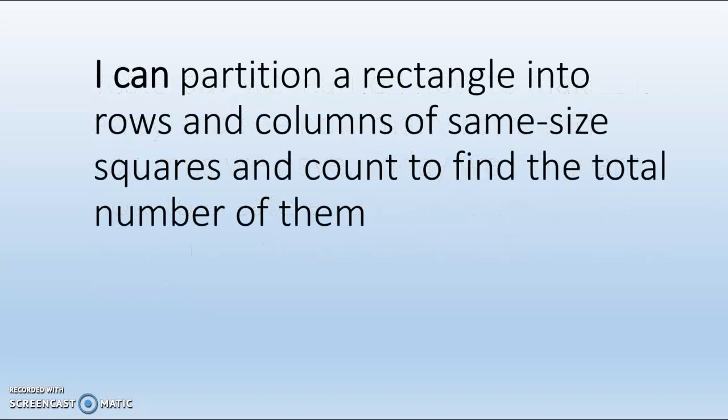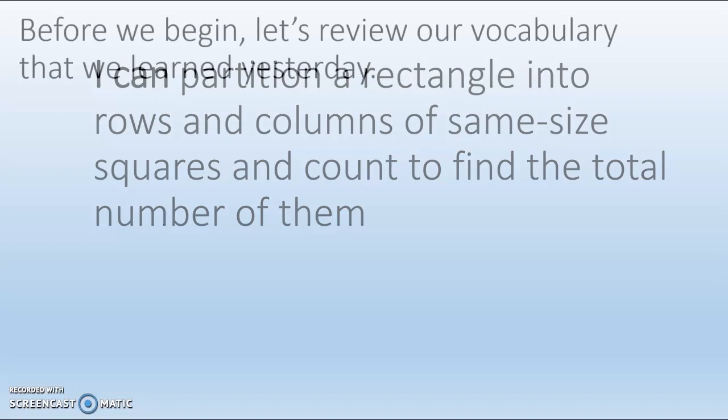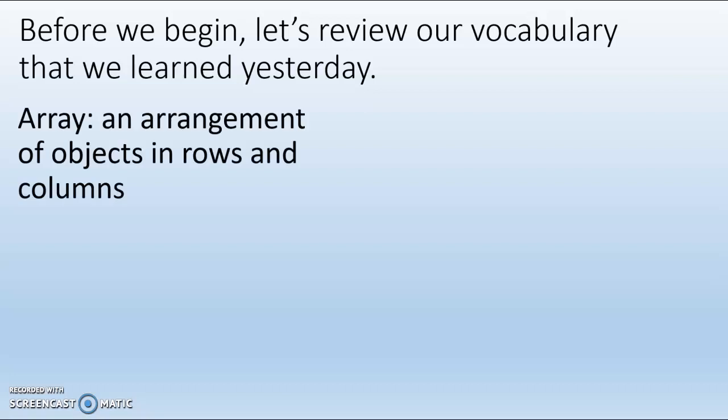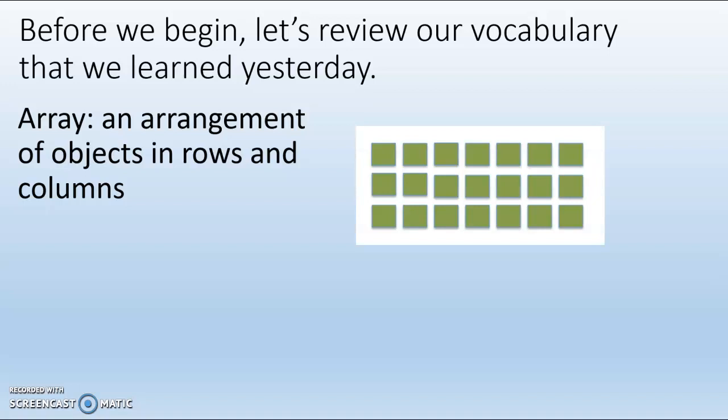Our I can statement is, I can partition a rectangle into rows and columns of same size squares and count to find the total number of them. Before we begin, let's review our vocabulary we learned yesterday. We talked about an array, which is an arrangement of objects in rows and columns.